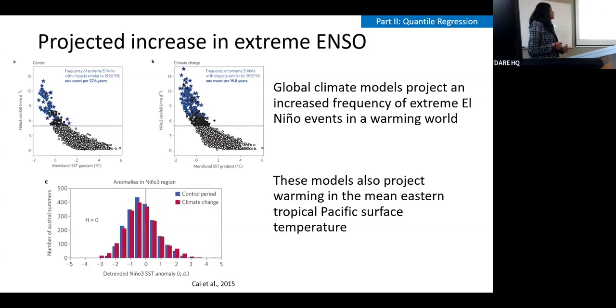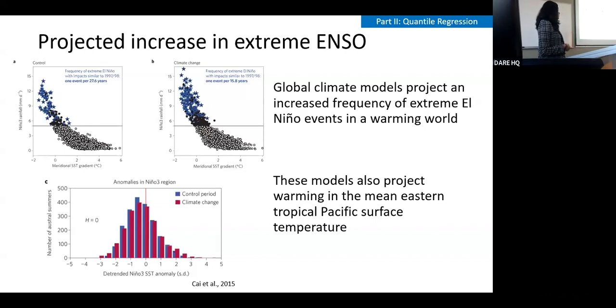Now, when we look in these models at how El Niño events behave, they predict that there will be an increase in extreme El Niño events. So in the historical period, I'm sorry, the text is a little faint for those in the room. This graph says that you get one extreme El Niño event per about 27.6 years. But in the future projections from those same models, when you have active climate change, you get one extreme event per about 15 years. So you get a much higher frequency of extreme El Niño events.